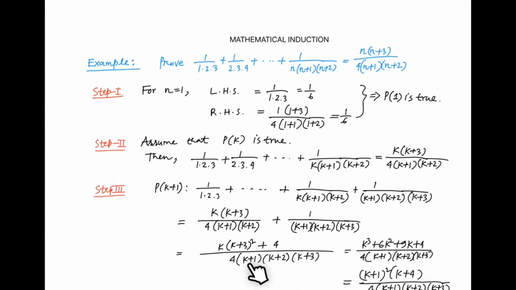Now we will simplify. In the numerator we will get k into k plus 3 whole square plus 4. On simplifying, this will be in the numerator k cube plus 6k square plus 9k plus 4. On simplifying, we will see that k plus 1 whole square will be taken out, multiplied by k plus 4. So we can cancel k plus 1 from both numerator and denominator. Then we will get k plus 1 into k plus 4 by 4 into k plus 1 plus 1 and k plus 1 plus 2. So we are seeing that Pk plus 1 is also true.